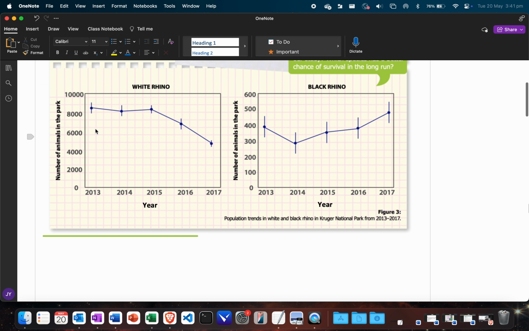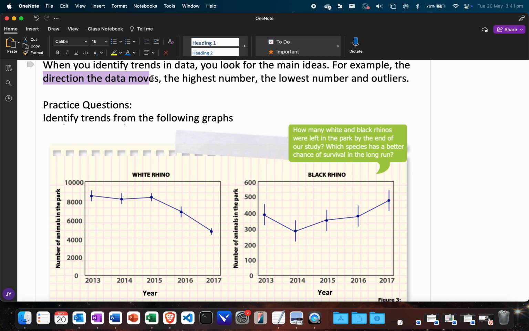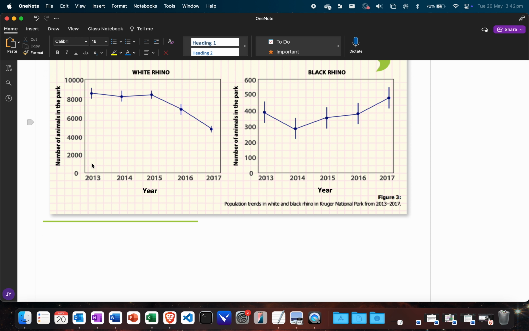If we have a look at this left graph, what happens to the direction that the data moves? In this case, the direction is downwards, right? As time is increasing, the number of these white rhinos decreases. In fact, that's what I'm going to write down. The first trend I see is: as time goes on, the number of white rhinos decreases.